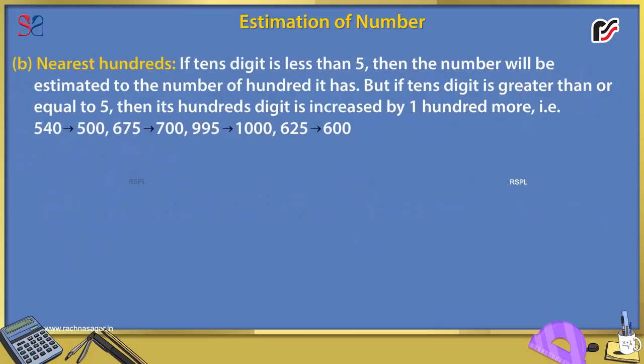B. Nearest hundreds. If the tens digit is less than 5, then the number will be estimated to the number of hundreds it has. But if the tens digit is greater than or equal to 5, then its hundreds digit is increased by 100 more. That is, 54 to 500, 675 to 700, 995 to 1000, 625 to 600.